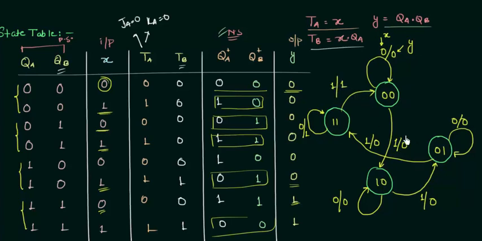So this is the complete state diagram, and we have done the analysis by using the T flip-flop, and I hope it's clear to you all the 3 presentations in which we did the analysis using the D flip-flop first, then JK flip-flop, and now by using the T flip-flop.